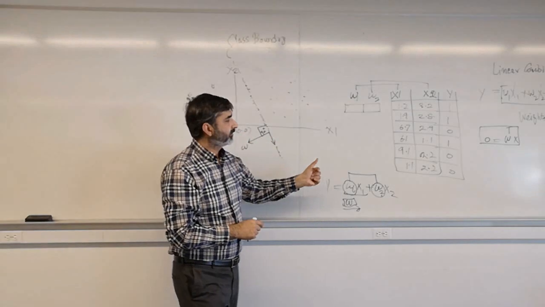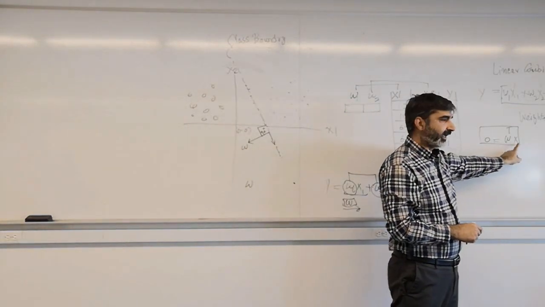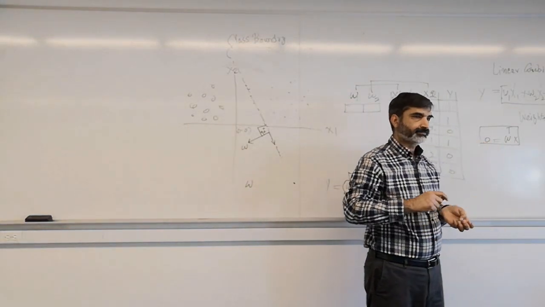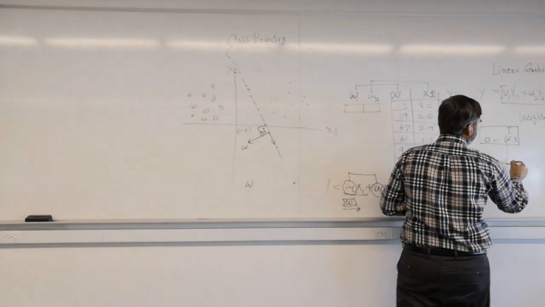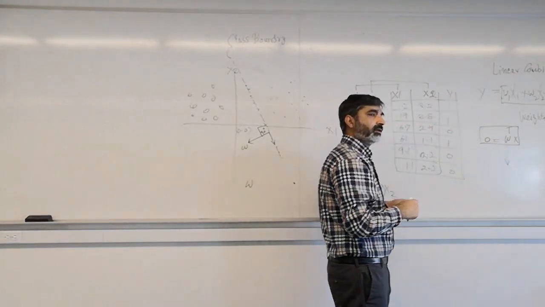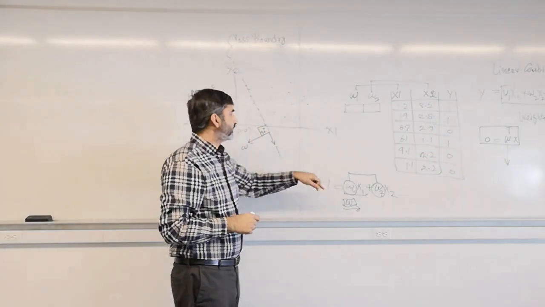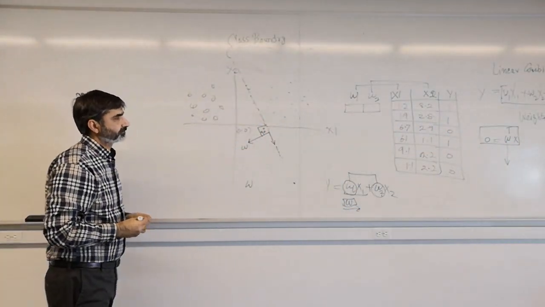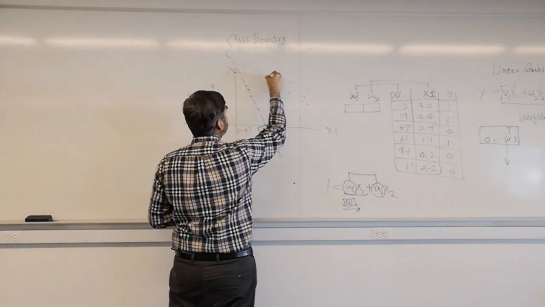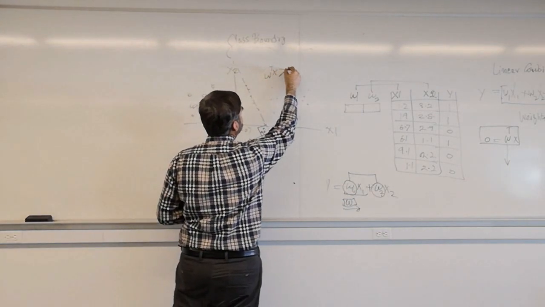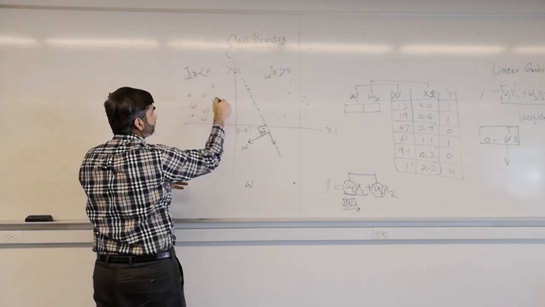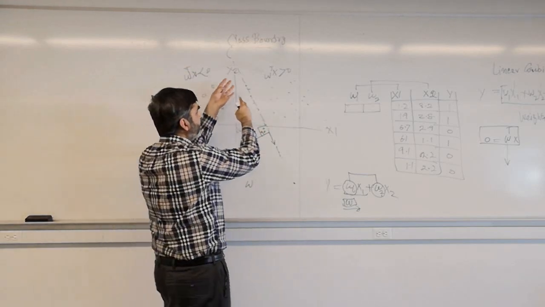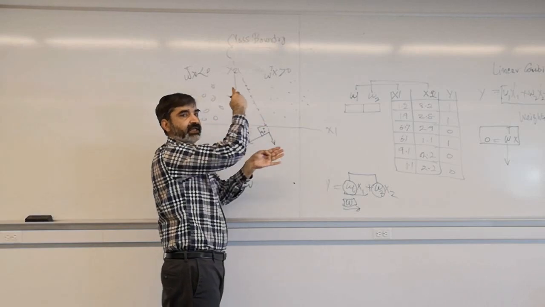How do we know that? Because multiplying W with that X is going to give us 0. That means the weight vector represents our solution. We can say that when W transpose X is greater than 0, we are in this class. When W transpose X is less than 0, we are in this class. Whenever it is 0, we are on the class boundary.